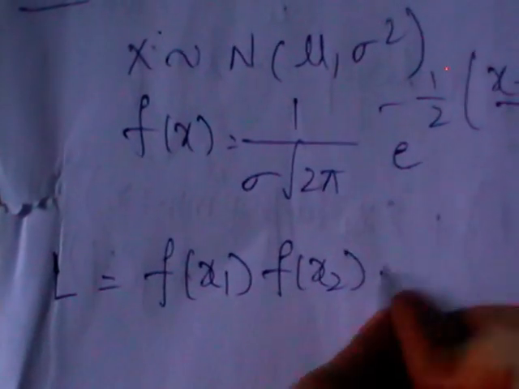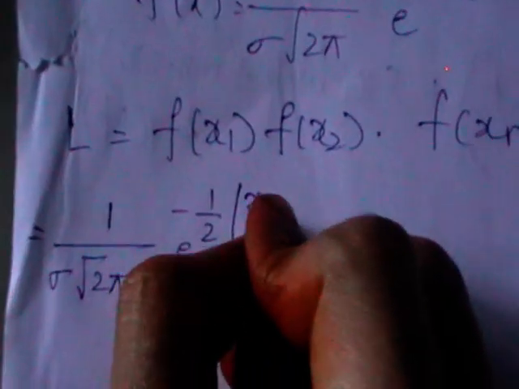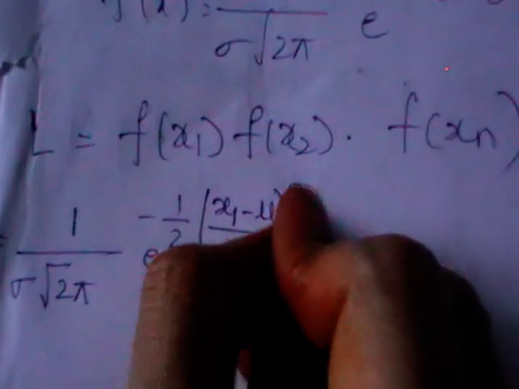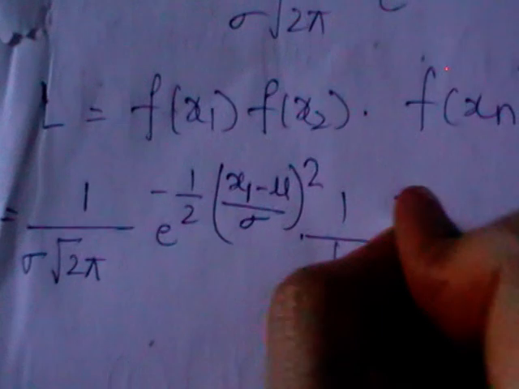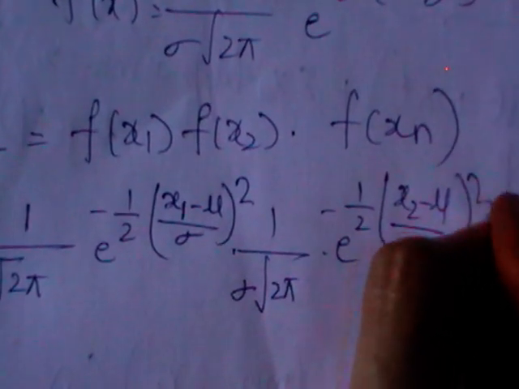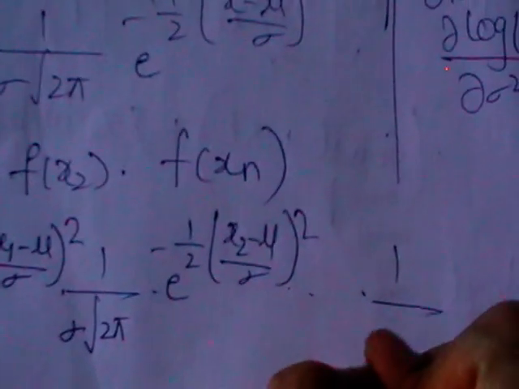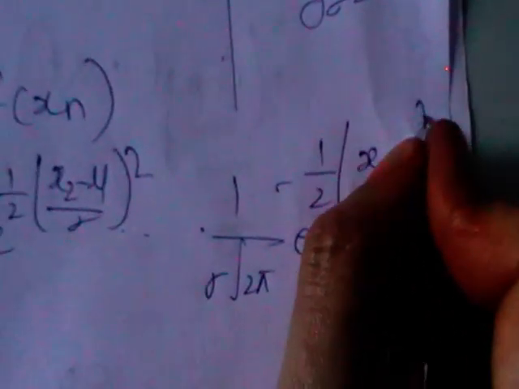f(x1), f(x2), so on, f(xn). So it's a lengthy one, just concentrate. 1 by sigma root 2 pi e power minus 1 by 2, in the PDF only you replace x with x1, (x1 minus mu) whole square, into 1 by sigma root 2 pi, the second PDF, e power minus 1 by 2 (x2 minus mu by sigma) whole square. So on, 1 by sigma root 2 pi e power minus 1 by 2 (xn minus mu by sigma) whole square.